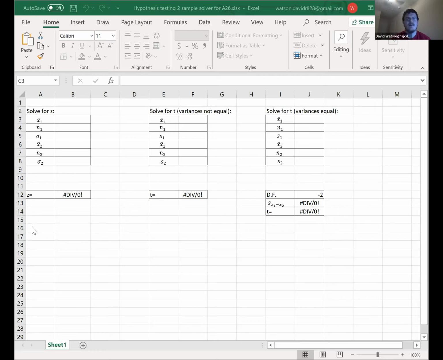Okay, so there's some bad news and some good news. The bad news is to find Z and T for these, it's not as pretty as it was before. You can't just use the standardize function in Excel anymore. It's more complicated now because there's 2 different sample means, 2 different standard deviations, 2 different sample sizes. So that's the bad news. The good news is you don't have to worry about that.